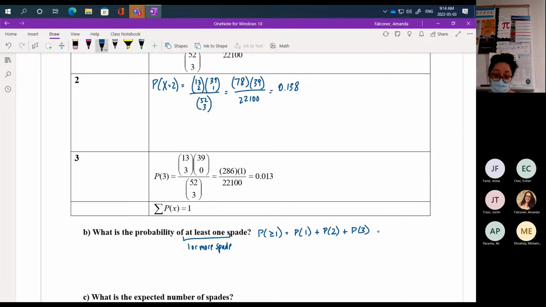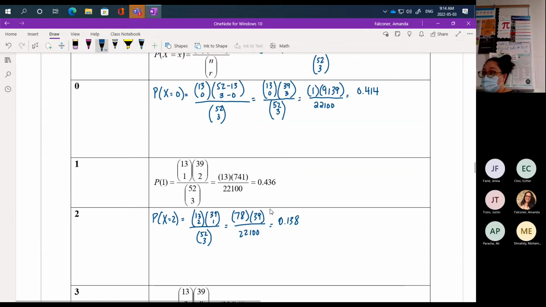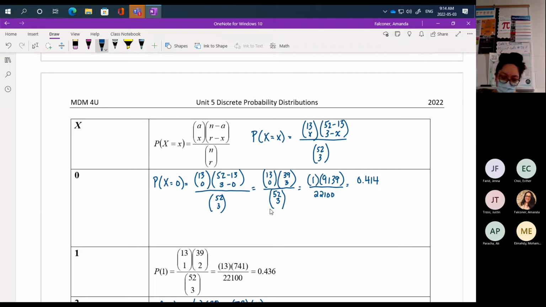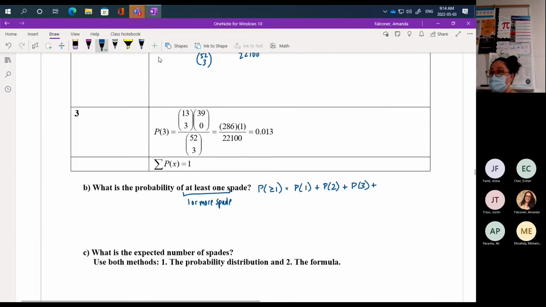I wouldn't go on to the probability, oh, whoops. I would go on. What is the probability of getting at least one spade? No, I wouldn't keep going on. Oh, sorry about that. We're going to add up those 3 probabilities.